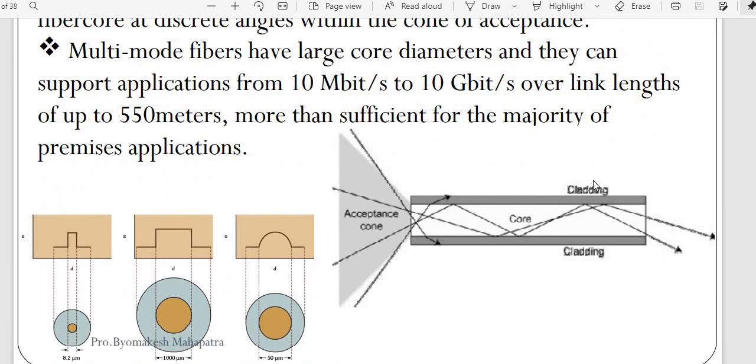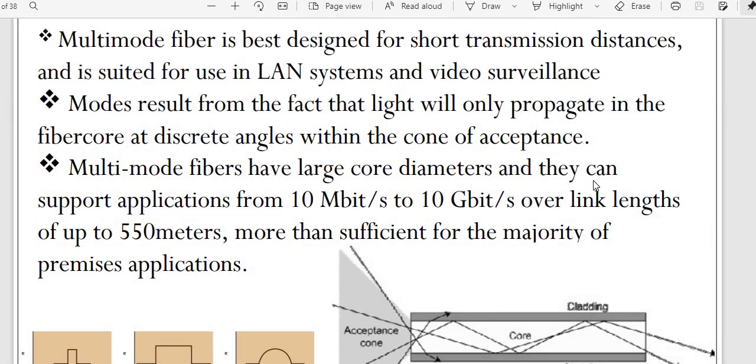So whenever we have a majority of it, it allows a sufficient amount of majority applications which require 10 megabits per second to 10 gigabits per second over a link length of up to 550 meters. This much length only it should link from one end to another end, from one premises to another premises application. Okay, so modes result from the fact that light only propagates in the fiber core, and it is suitable for LAN systems and video surveillance.